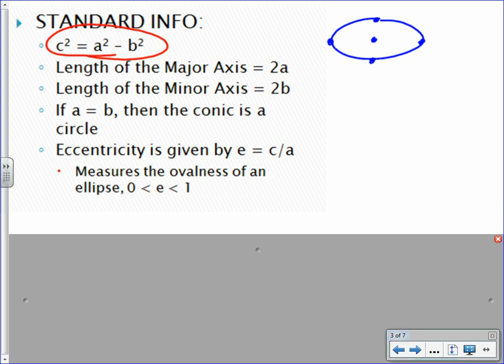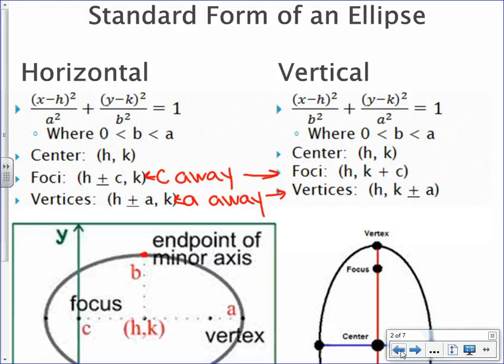Now, we're going to go through some examples. I know I've presented you with a lot of information, okay? So we're going to go through these examples slow. I'm going to go back to our standard form equation here.